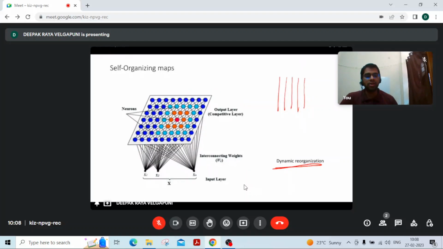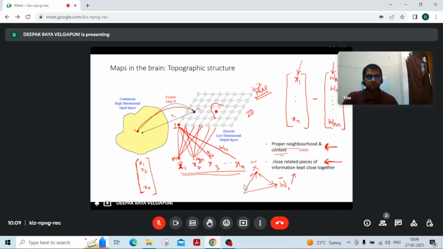This is about self-organizing maps. So I hope the maps are clear, the retinotopic maps and the self-organizing maps, and how the brain can do some self-organization so that it adapts to the world that it is seeing.